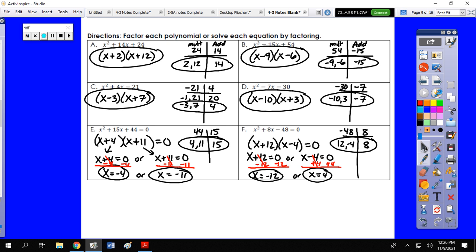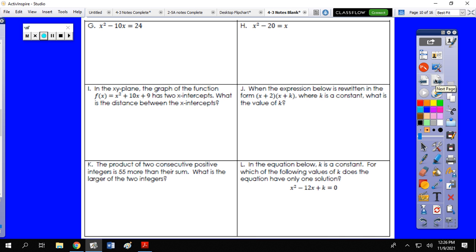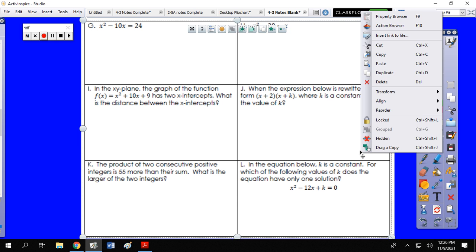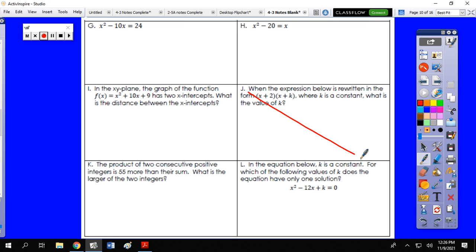All right, so that takes us through trinomial factoring. We are going to go a little bit further here because there are more problems to do. I will point out that both J and L are missing information that you need in order to do the problem. So we will not be showing those two problems in this video.